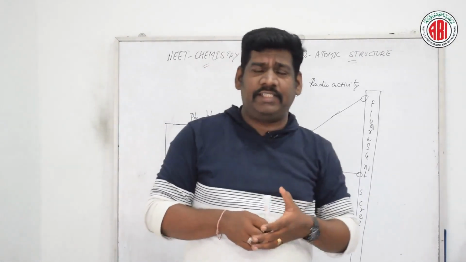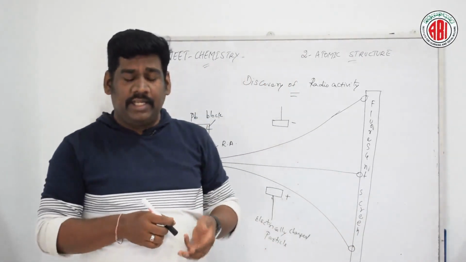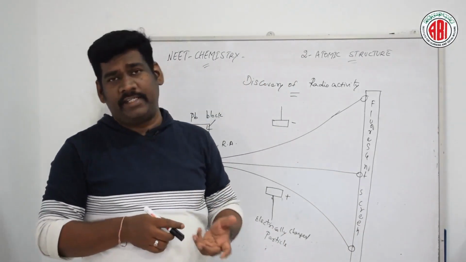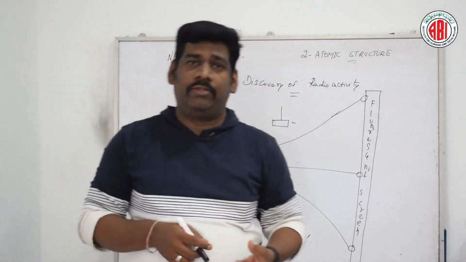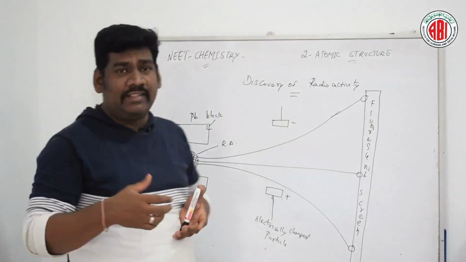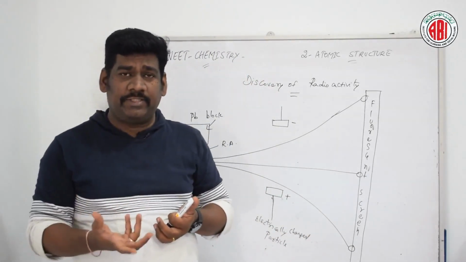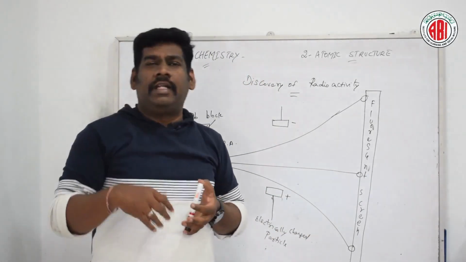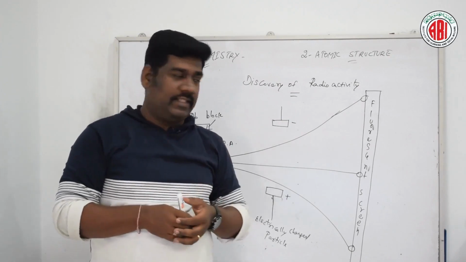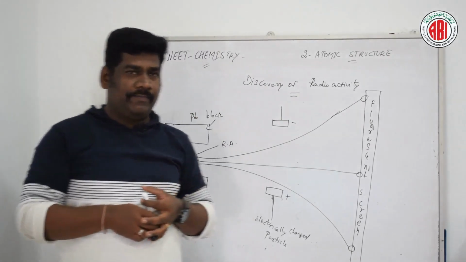The discovery of cathode rays, the discovery of anode rays and the discovery of fundamental particles led to the further discovery of radioactive substances, and these radioactive substances emit different types of rays. So let us see one by one.